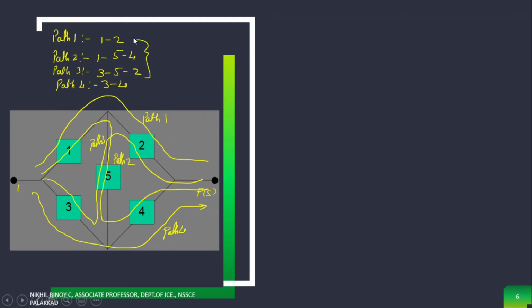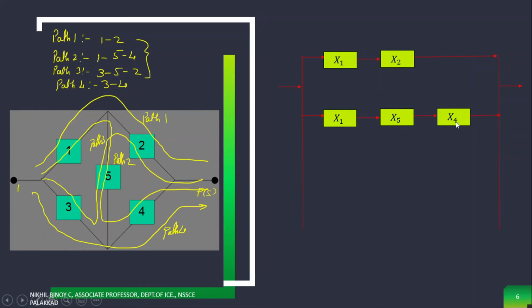The system will survive, meaning we can redraw the reliability block diagram. This is path 1: if x1 and x2 survive simultaneously, that is path 1 surviving, and that is sufficient for the survival of the system. Then what is the second path? X1, then X5, then X4. That is another parallel path. Then what we have? X3, X5, then X2. That is another parallel path.